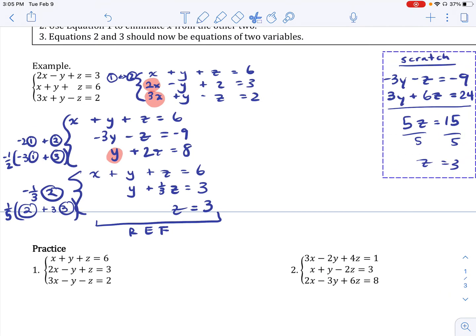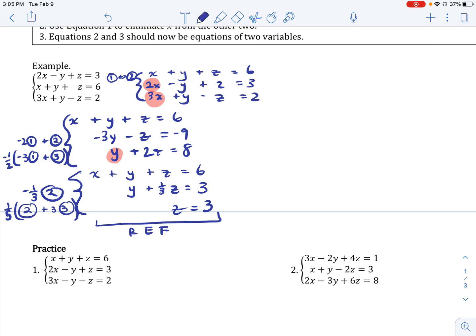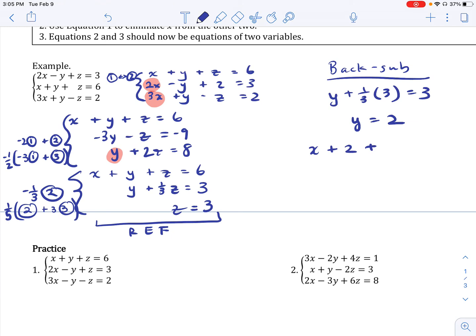So let's go ahead and make some space for that. So we can say, let's do some back substitution now. Now that I know z is equal to 3, I'm going to plug z equals 3 back into my previous row. So y plus 1/3 times 3 is equal to 3. y then is equal to 2. And x plus 2 plus what my z value is, 3, is equal to 6. x is equal to 1.